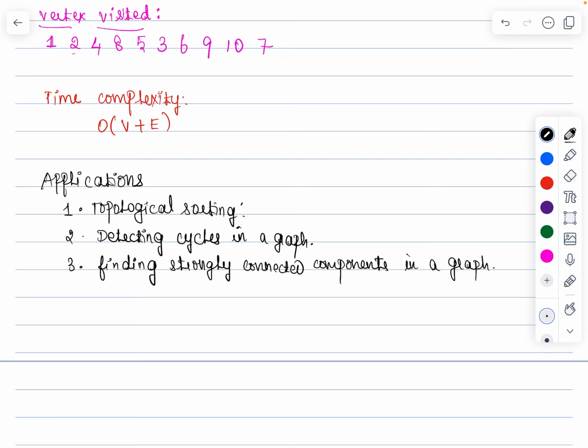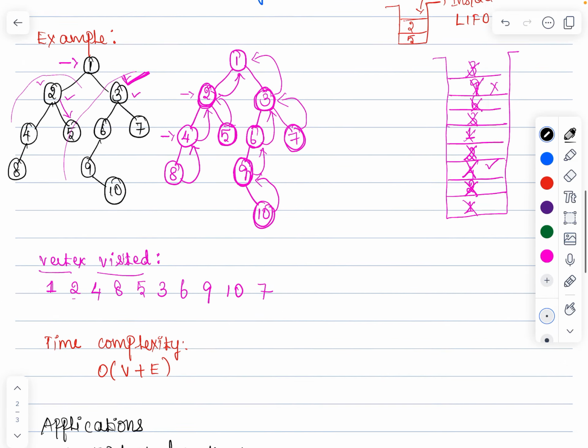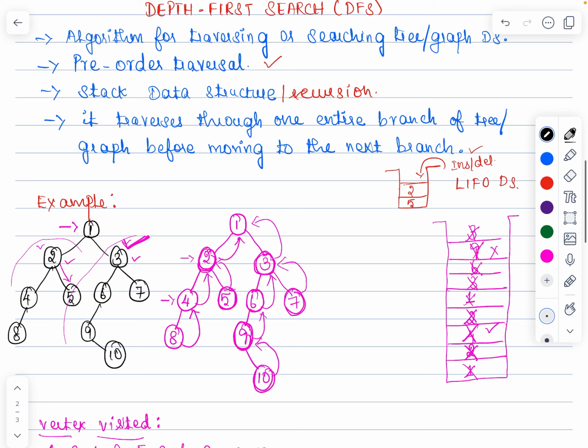In summary, we discussed both BFS and DFS; BFS was discussed in the previous video. The choice between BFS and DFS depends on the specific requirements of the problem and the structure of the graph or tree being traversed. So this is how DFS works, and in the next video let's discuss the difference between BFS and DFS. Thank you.